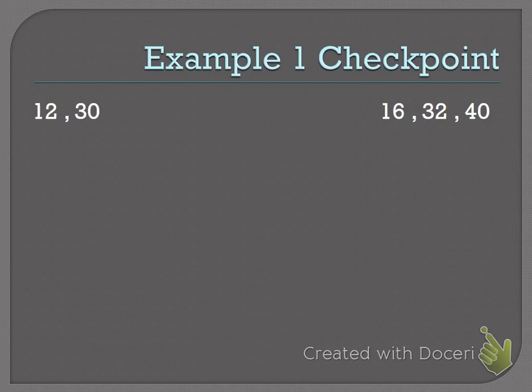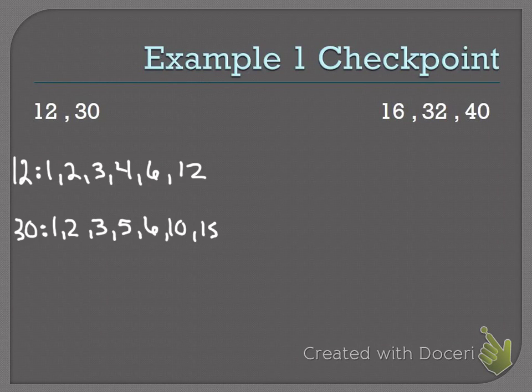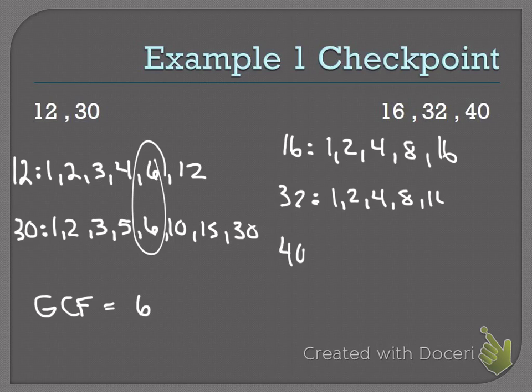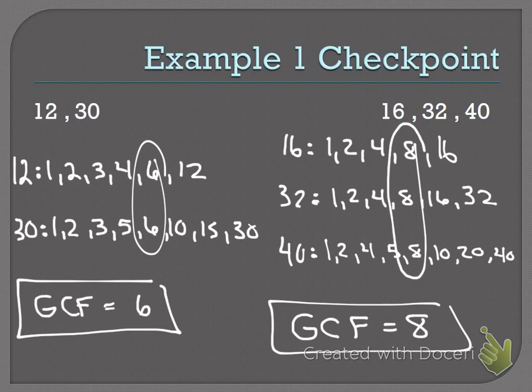All right, guys, so checking our problem. We're going to list out the factors. And now what is the largest factor between 12 and 30? 6. GCF is 6. Then we're going to list our factors for each of these three numbers. And what's the largest that goes into them? 8. Very good. 8 is my largest factor, so 8 is my GCF.